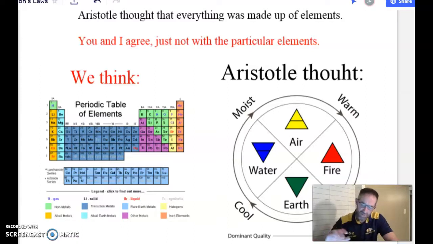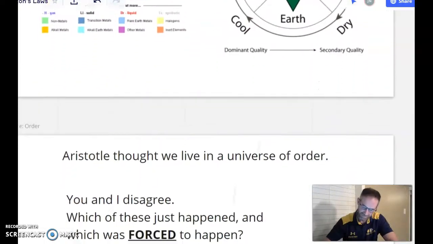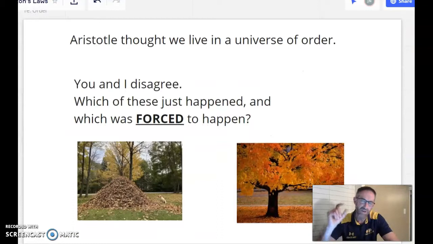Now, you might say, okay, that's great, but that's chemistry. Well, they were very, very closely linked and still are today. See, Aristotle thought that those elements were in an order, and that order was really what drives motion. So Aristotle thought that we had this universe of order, and there was a hierarchy, and you'll see that on the next slide. See, you and I don't think that that's true.